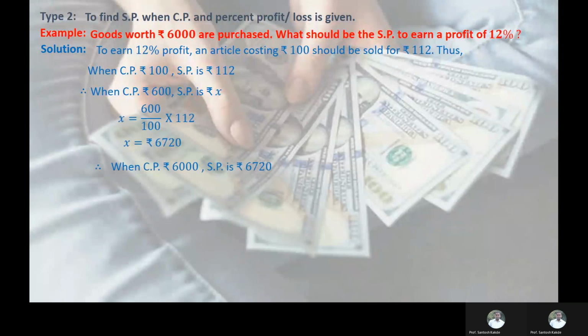6,720 rupees. So whatever the goods worth 6,000 rupees, if we want to sell them at a profit of 12%, then the selling price must be 6,720 rupees. So the goods must be sold at 6,720 rupees.